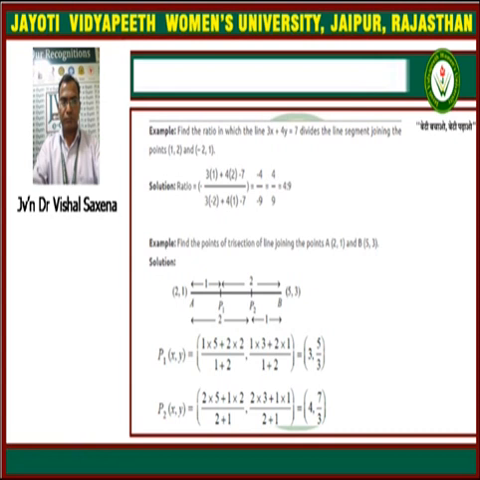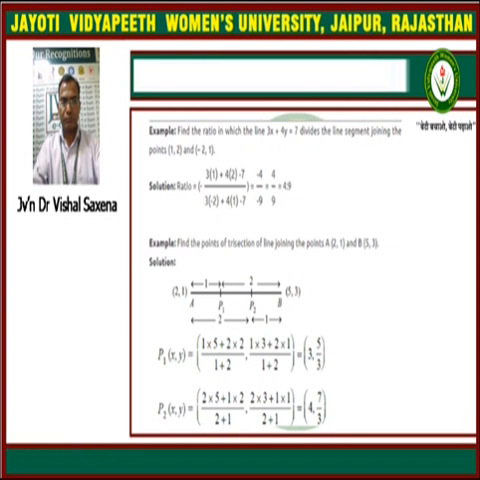Next problem is to find the points of trisection of the line joining the points A and B. According to this question, we have to find the points P1 and P2 which divide the line segment AB in trisection. Points A and B are given, and we have to find the 2 points which trisect AB.